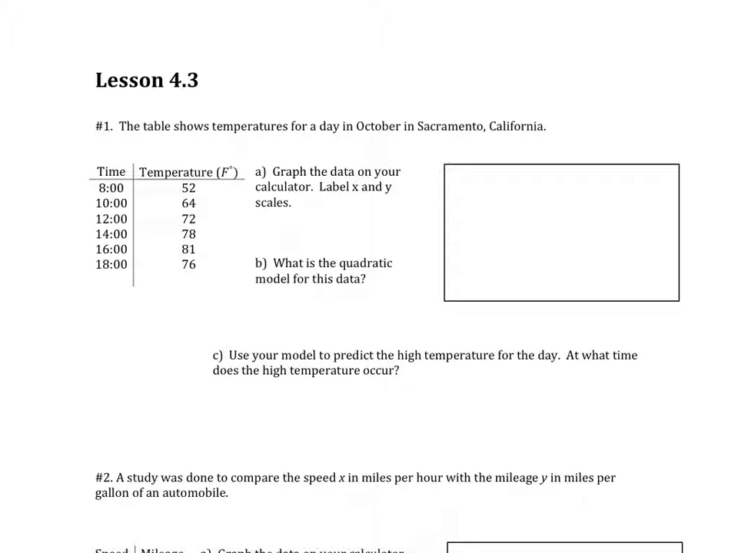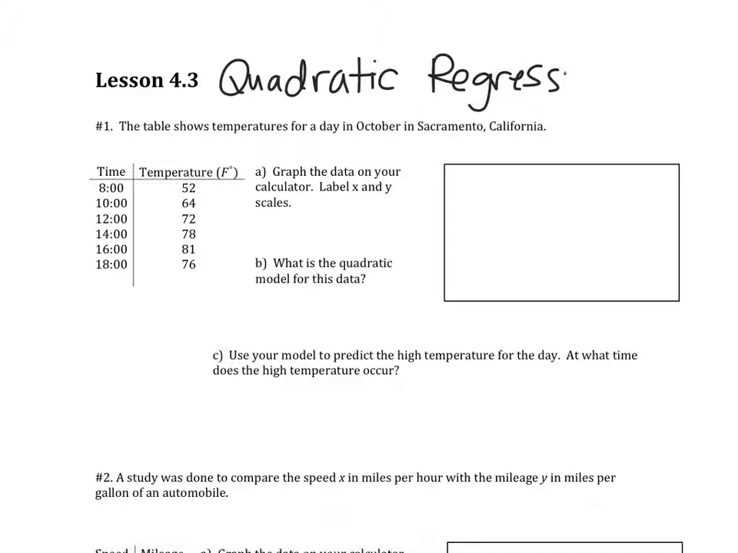Doing 4.3, and 4.3 is on quadratic regression. Now there's all kinds of regression. If you go to your calculator and go to stat calculate, we've only scratched the surface. We only did one of these. We did lin reg. Do you remember doing lin reg? That's because our dots were in a line and we found the best line.